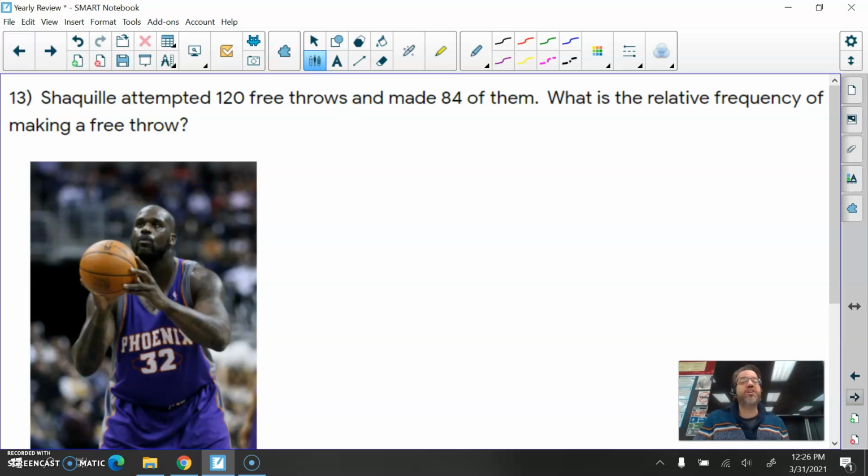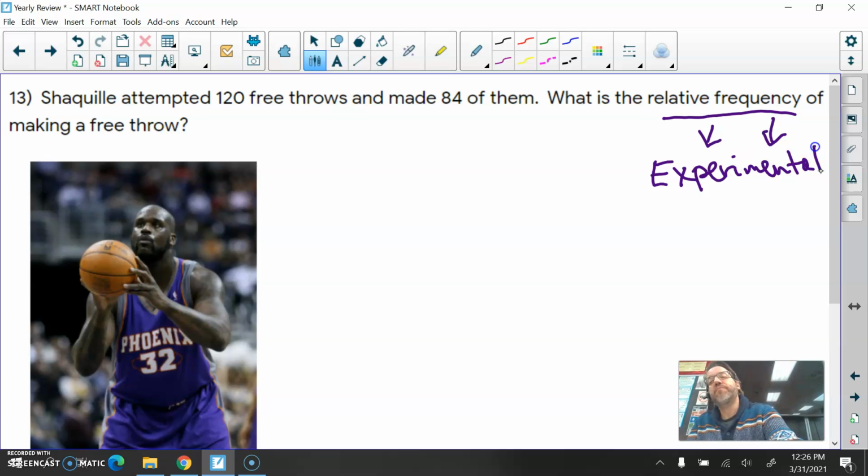All right, number 13, Shaquille attempted 120 free throws and made 84 of them. What is the relative frequency of making a free throw? Relative frequency is a term you need to know. It means the same thing as experimental probability, which simply means instead of what you would expect will happen, it's what actually does happen when you give something a try. Okay, and what happens here is Shaquille gave it a try 120 times.